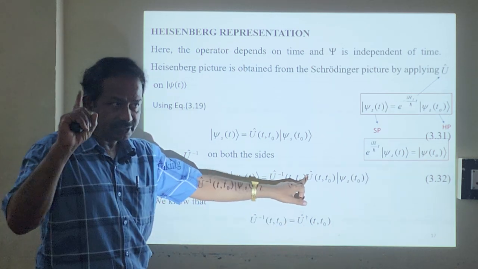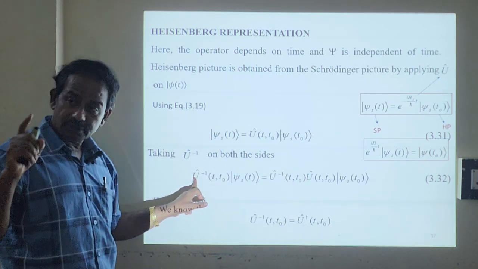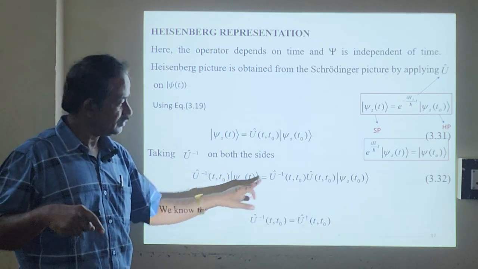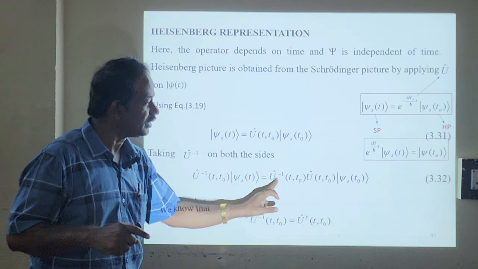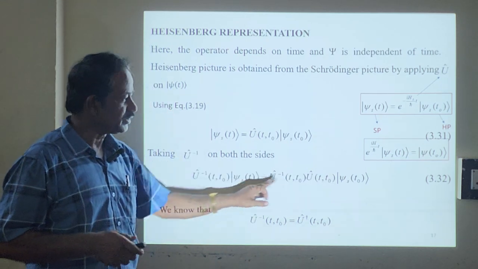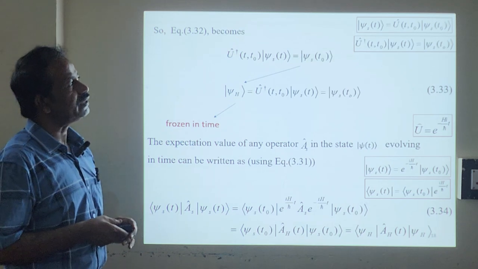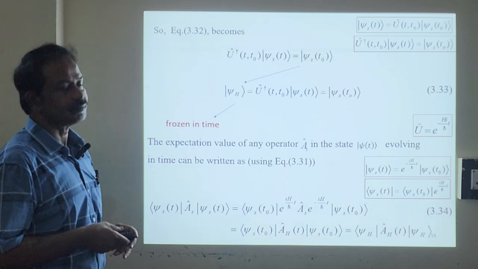U inverse u equals the identity matrix, so u inverse will be u dagger. So you can write u dagger here. Here it is 1. So u dagger psi of st is equal to psi of st naught. Okay. Is it okay? Very simple one.